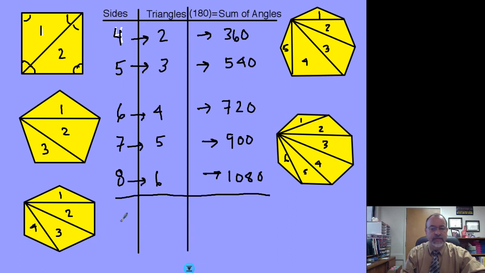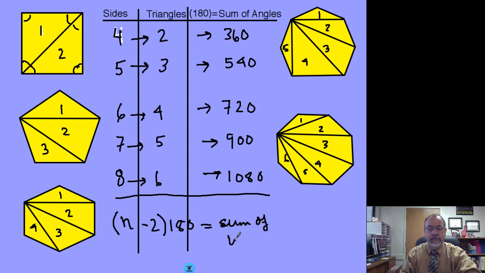So actually, if we take the number of sides, let's call it n, any number of sides that we want, this will be our conjecture. It doesn't matter how many sides we have. If we take that number and subtract 2, that gives us how many triangles are inside. 4 minus 2 is 2, 5 minus 2 is 3, 6 minus 2 is 4, 7 minus 2 is 5, 8 minus 2 is 6. So it seems that if you take the number of sides and subtract 2, that gives you how many triangles there are. And then if you take that number, whatever it is, and multiply it by 180, that gives us the sum of all the interior angles.